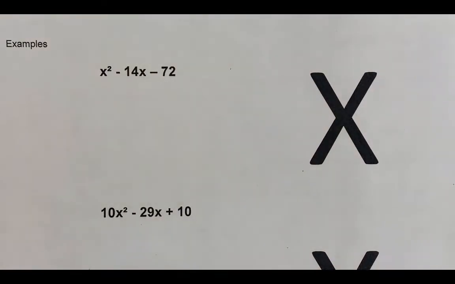Okay, welcome back. We are back to discussing Magic X with a few more examples. We're just kind of zipping through a few more of these so you can see it in action a couple more times. So for this first example, we've got x squared minus 14x minus 72.